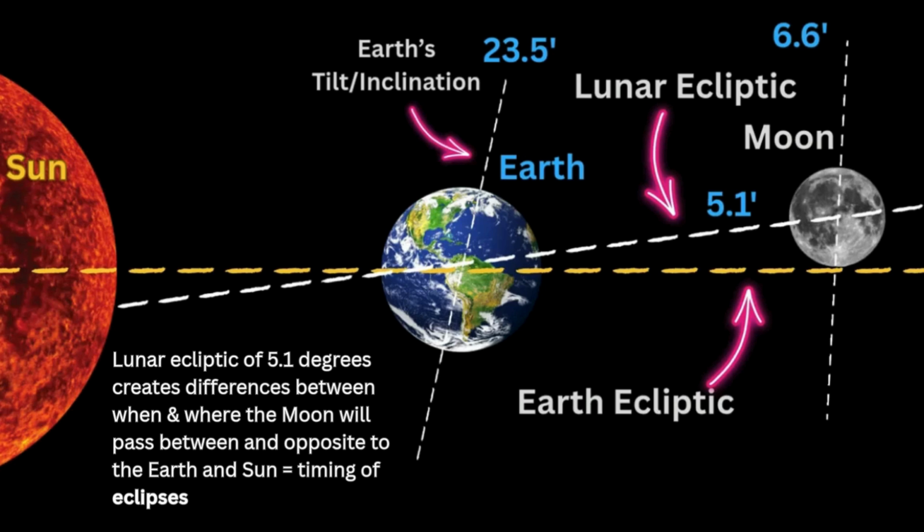So the eclipses are related, and the times in which they occur are created due to this change in angle of the lunar ecliptic at 5.1 degrees.